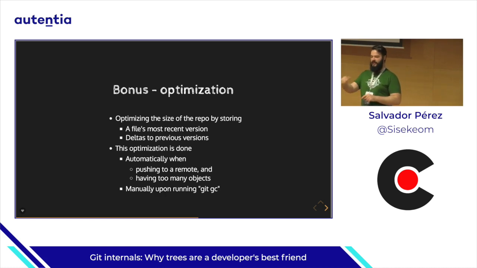When will an object stop being referenced? For instance, when you do a git add and then reset it because you didn't want to add that file, that object will be orphaned. Nothing will point to that object unless you create a tag. So those blobs will be removed when you do a git gc, and these pack files will be created at that point in time as well. So that's a very neat optimization you will have by harnessing the power of Git.